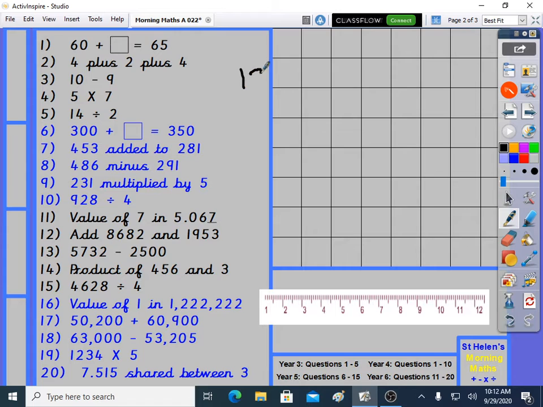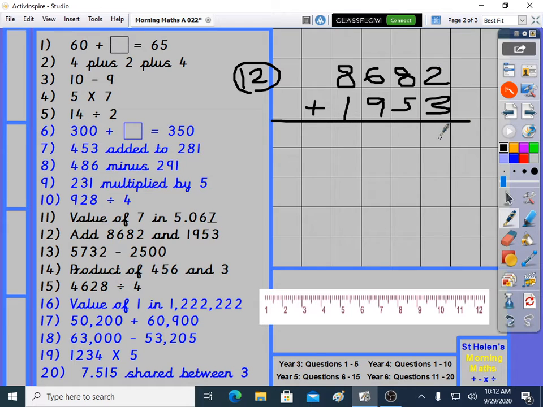What are we doing here? Adding. A 4-digit number plus a 4-digit number. If we're careful, in year 5 we should get this right, shouldn't we? 8,682 plus 1,953. 2 plus 3 is 5. 8 plus 5 is 13. 9 plus 1 is 10, plus 6 is 16. 8 plus 1 plus 1 is 10. 10,635 we get.